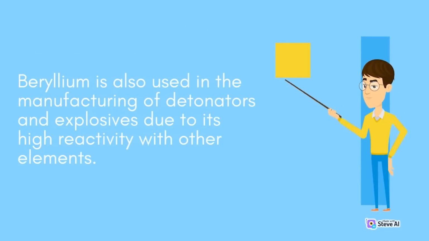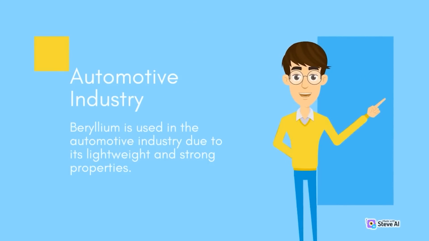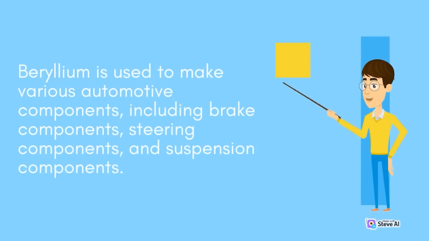Beryllium is also used in the manufacturing of detonators and explosives due to its high reactivity with other elements. Automotive industry. Beryllium is used in the automotive industry due to its lightweight and strong properties. Beryllium is used to make various automotive components, including brake components, steering components, and suspension components.